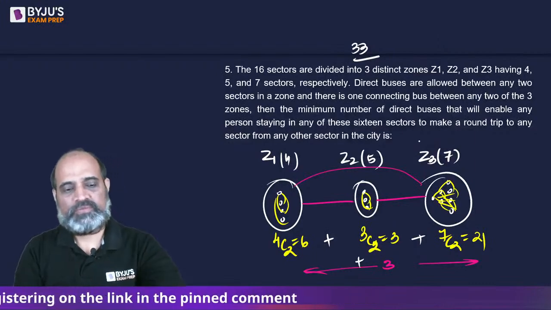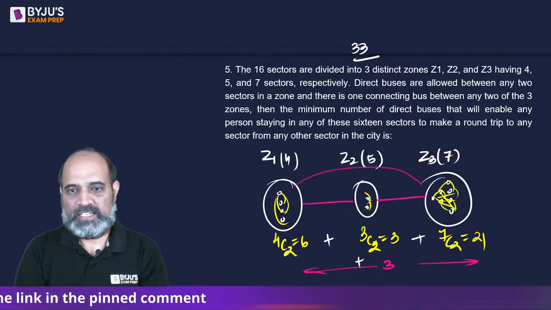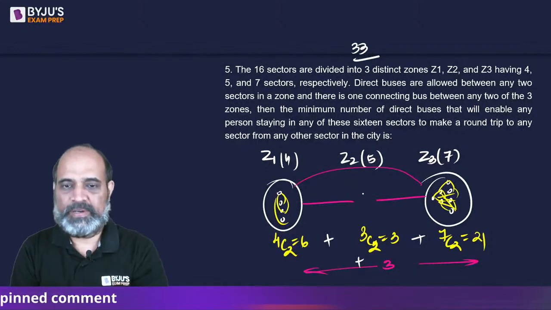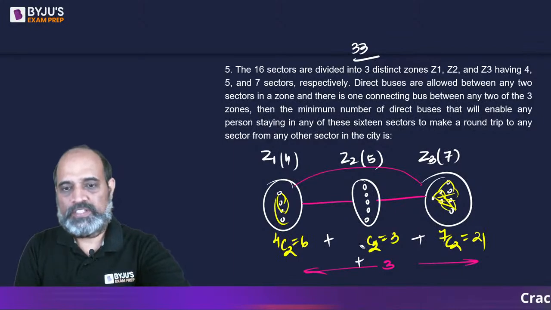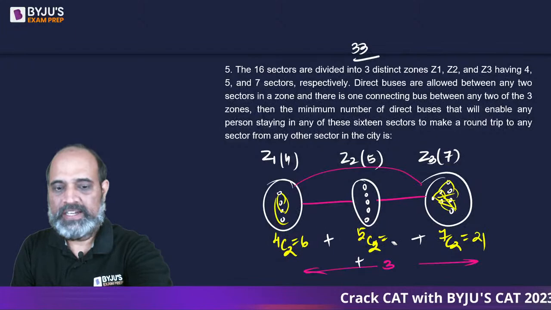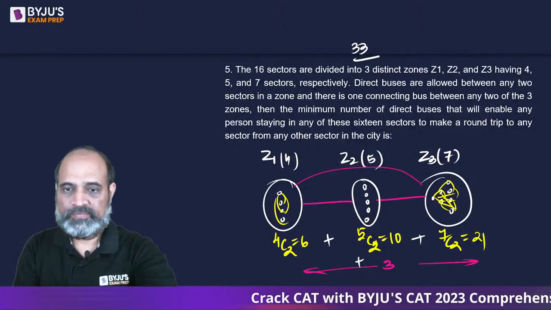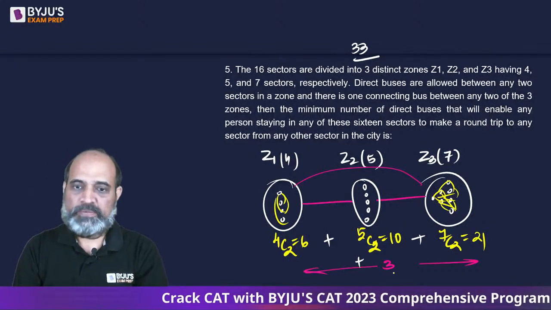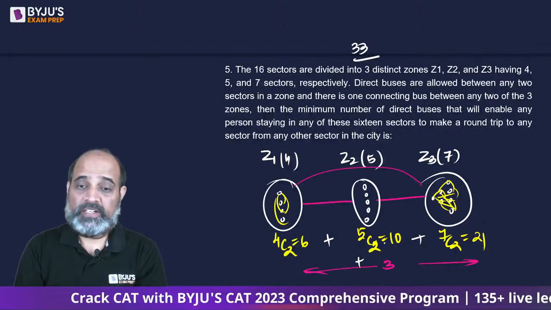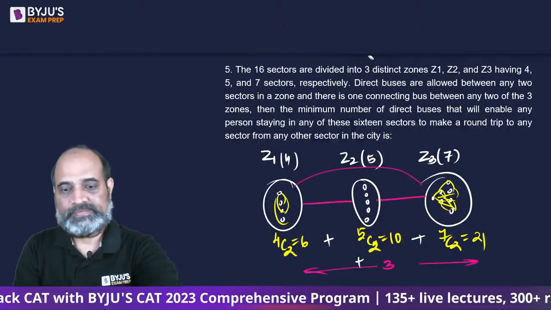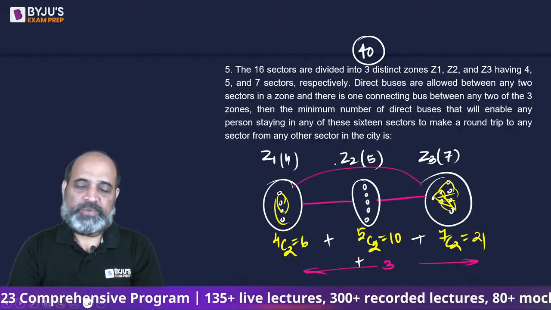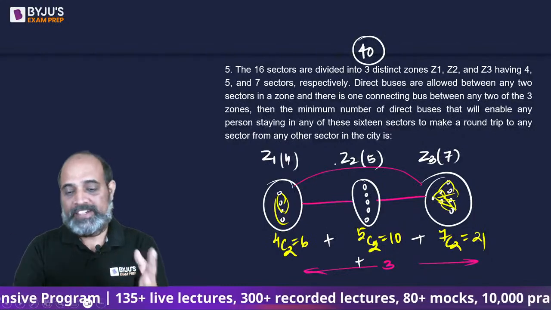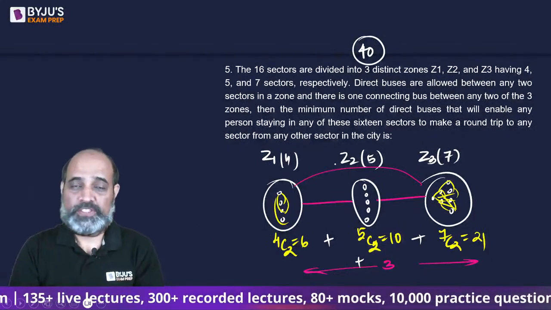Oh, see, silly calculation mistake. I said 5, but I ended up writing 3 here. So this is 5C2 actually, and 5C2 is nothing but 10. So we will have 6 plus 3, 9, 9 plus 21, 30, 30 plus 10, 40. Right? A silly mistake that happens when you're copying the data from the question on your rough sheet.